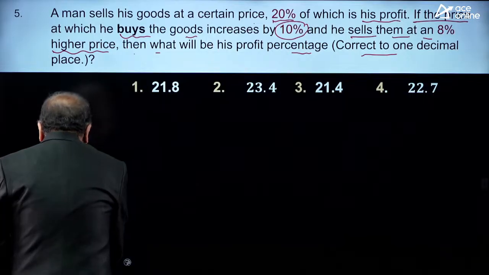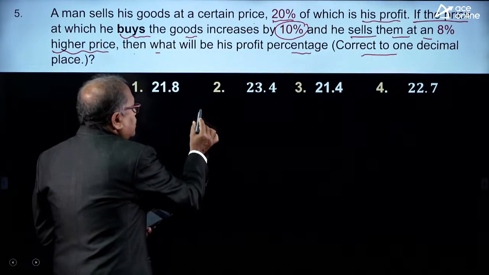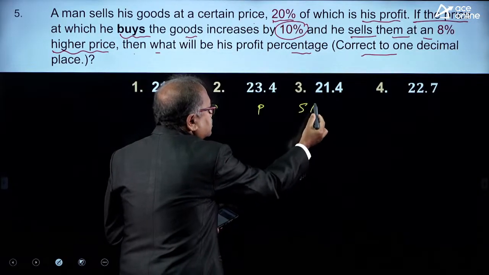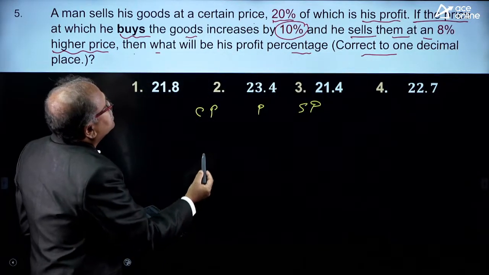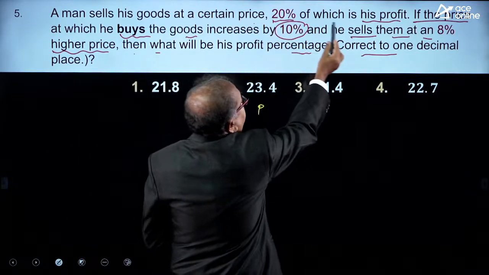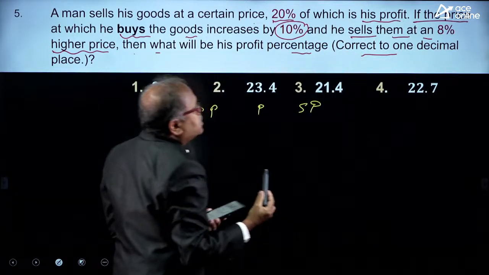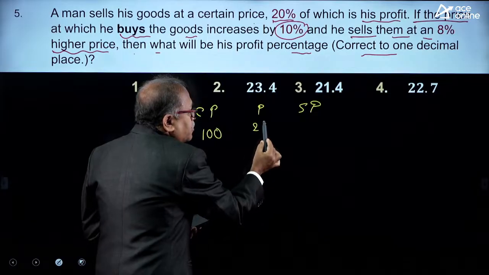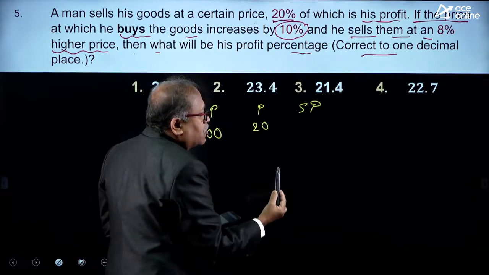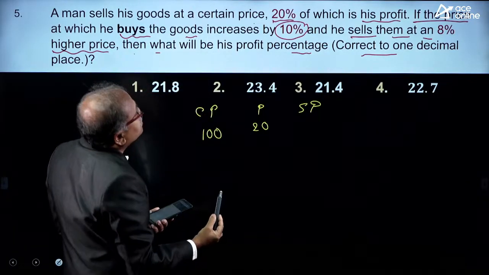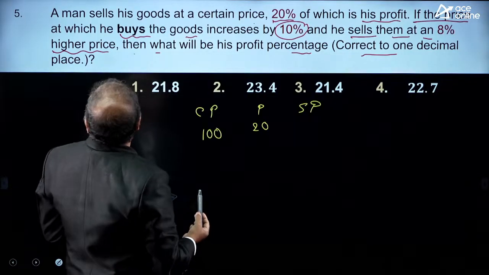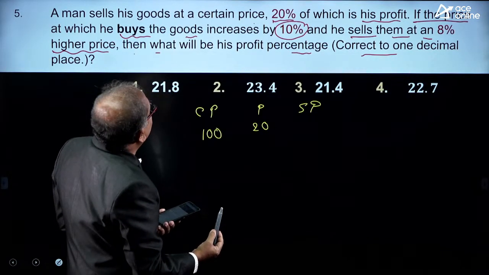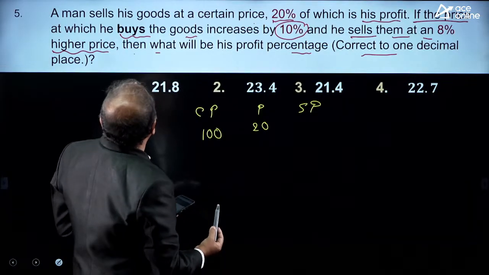So, I start writing, you will know the structure here. This is cost price, then comes profit, and then comes selling price. In the first case, it sells at 20% of which is the profit. That means if the cost price is 100, the profit is 20% of this. A man sells the goods at 20% of which is the profit.